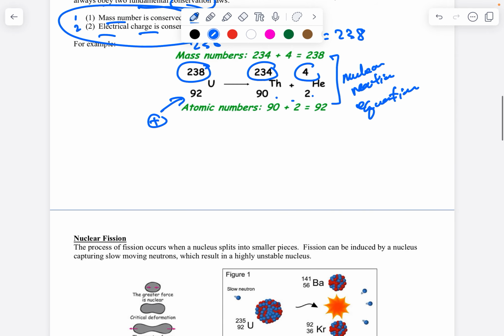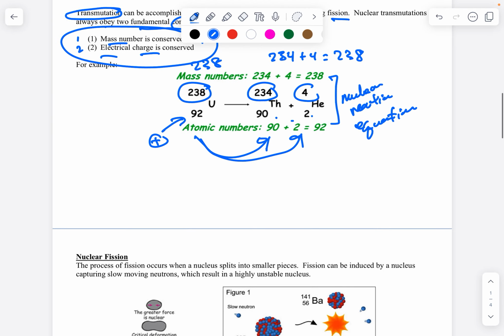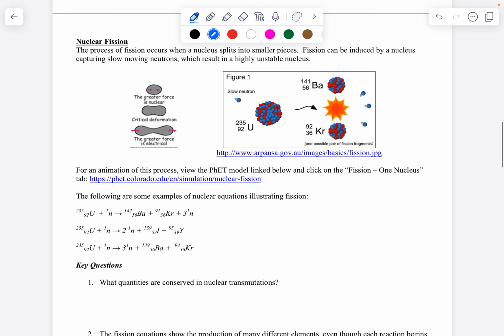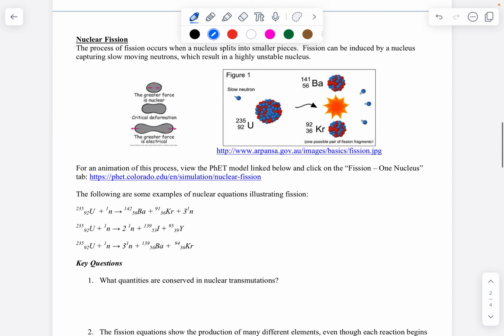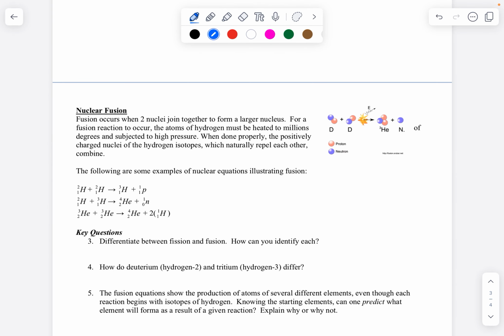and we can tell that this is fission because something bigger is getting smaller. And then fusion is the other way around. So if you read through this, it's going to tell you what nuclear fission is, and then the other one's going to tell you about nuclear fusion.